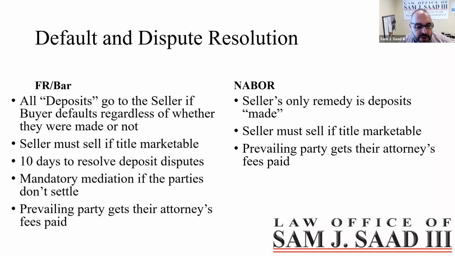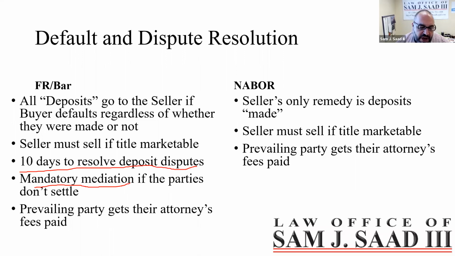FARBAR provides a dispute resolution process. It's 10 days to resolve the dispute, and it's mandatory mediation if the parties don't settle. Mandatory mediation. You can't sue each other until you go to mediation first. And then under both contracts, the prevailing party gets their attorney's fees paid, which is an incentive, in my opinion, to sue. So we have to be very careful there.